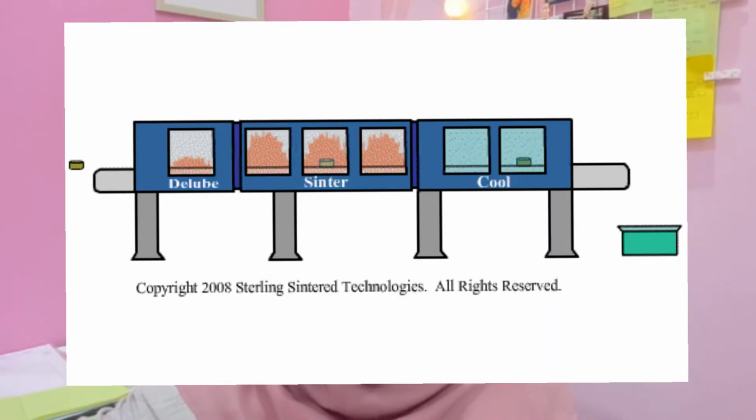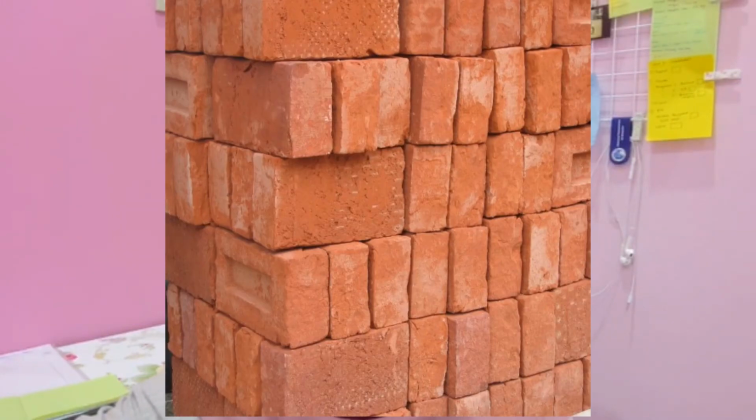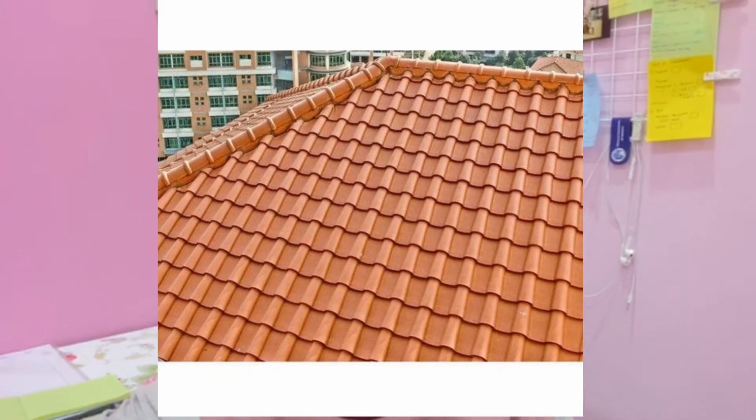Alright, other than that, in this topic we are also going to talk about coarse ceramic products. As we know, ceramic is a non-metallic compound produced by sintering substances at very high temperature. For example, bricks, roofing tiles, and also cable covers.